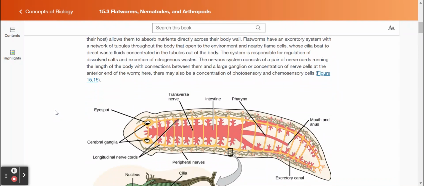The nervous system consists of a pair of nerve cords running the length of the body, with connections between them, and a large ganglion, or concentration of nerve cells, at the anterior end of the worm. Here, there may also be a concentration of photosensory and chemosensory cells.